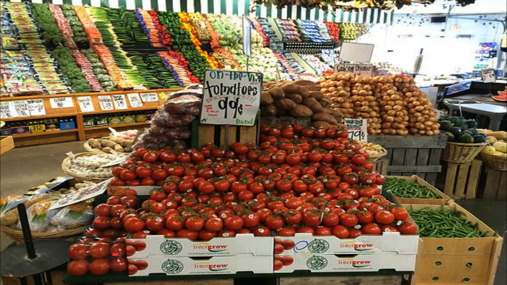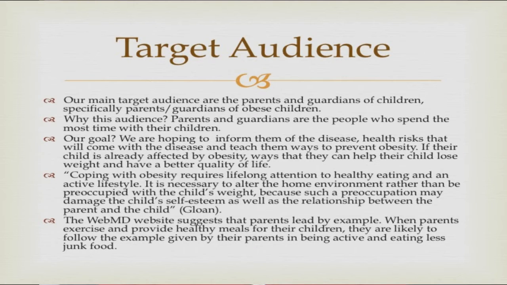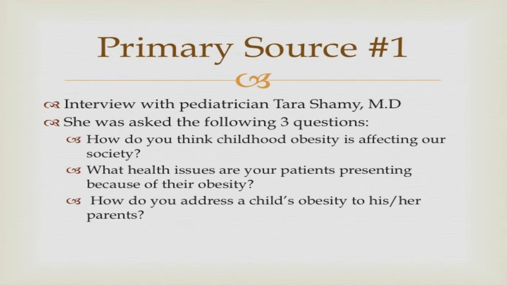Next, I'll be talking about our main target audience. The main target audience we hope to reach out to are the parents and guardians of children, specifically parents and guardians of obese children. We chose this group of people as our target audience because parents and guardians are the people who spend the most time with the children. Grace Ratu writes that parental strictness can affect obesity rates. If parents tend to be more stern with their children in basic life routines, they have a lower chance of becoming obese. We are hoping to inform them of this disease, health risks that come along with it, and teach them ways to prevent obesity, and if their child is affected by obesity, ways that they can help their child to lose weight and to have a better quality of life.